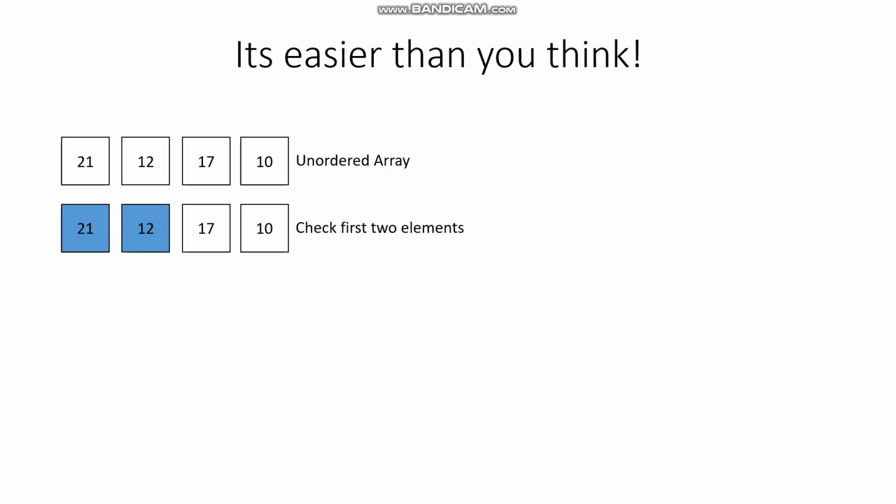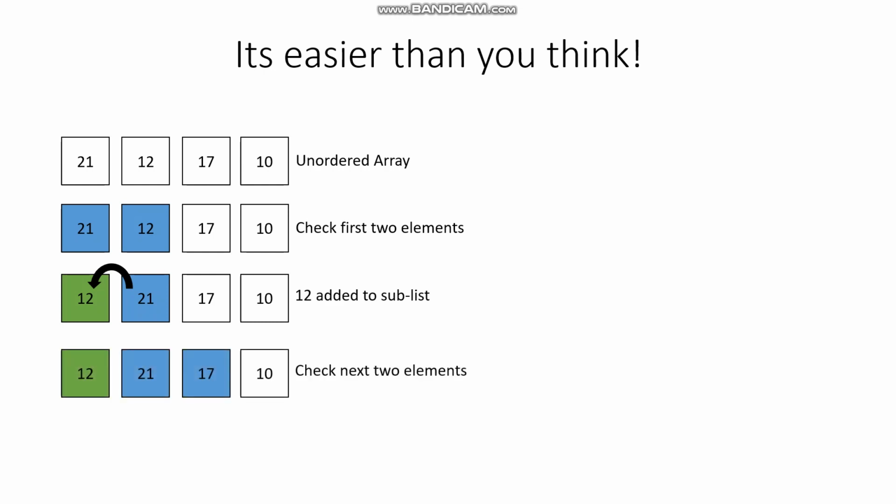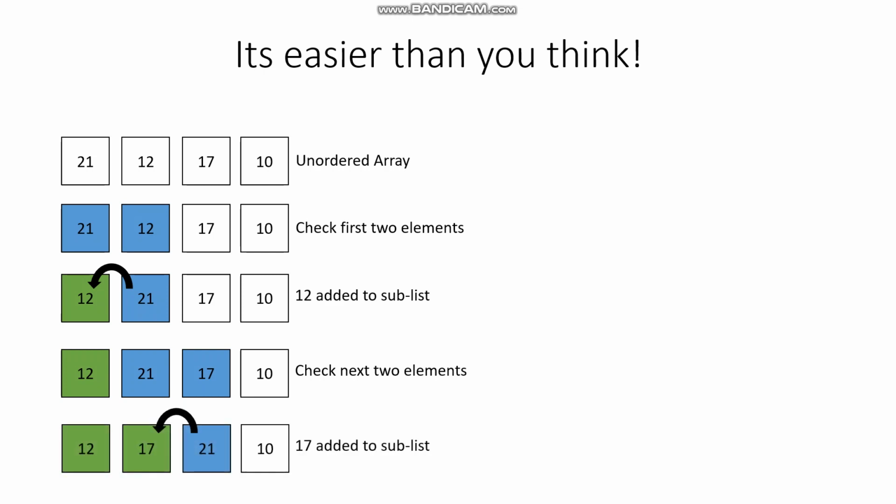Let's take a look at the first 2 elements, 21 and 12. You notice that 12 is less than 21, so we swap 12 and 21, and then we insert 12 into our subarray, denoted in green. Now we take a look at the next 2 elements, 21 and 17. Once again, we'll notice that 17 is less than 21. So we swap 17 and 21, and we insert 17 into the subarray. So now in the subarray, we have 12 and 17 sequentially in order, and then outside we have 21 and 10, which still are not in sequential order.